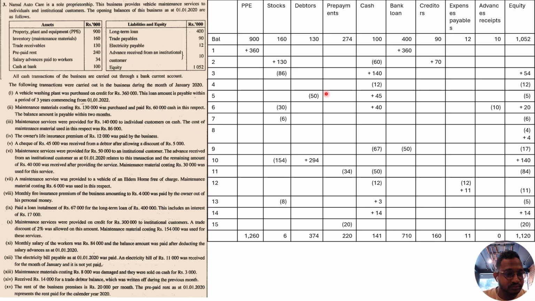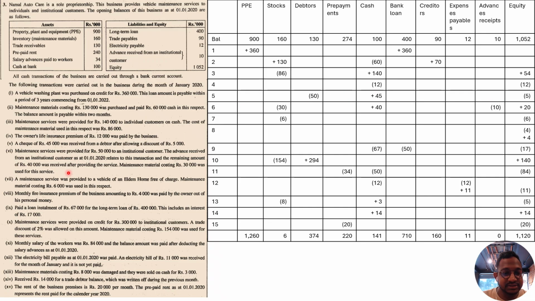Fourth one, the owner's life insurance, the drawings. So drawings should be deducted from cash as well as from the equity. And keep in mind, drawings is not an expense. A check of 45,000 was received from the debtor after allowing a discount of 5,000. So the total amount you should deduct from debtors is 50, but you received 45 in cash and the remaining amount is the discount that you gave. So that should be considered as an expense, right?